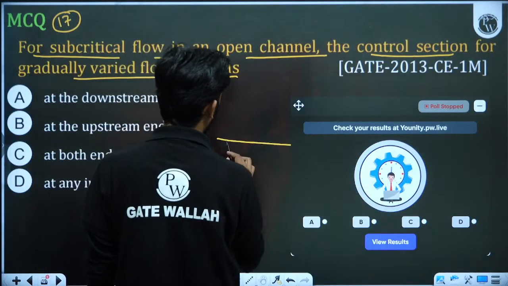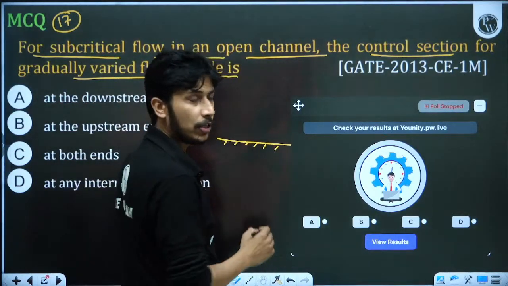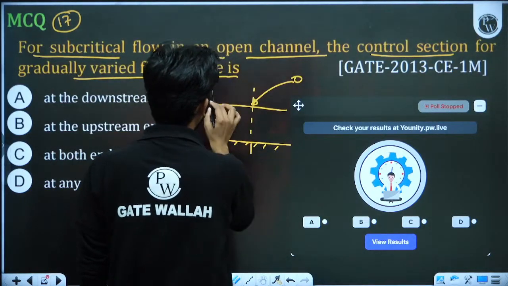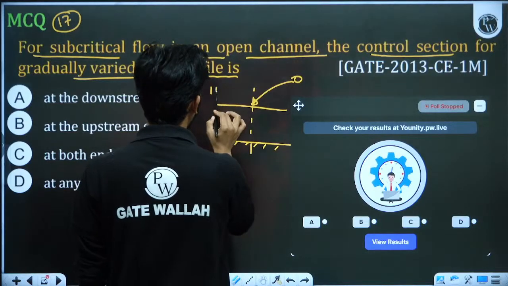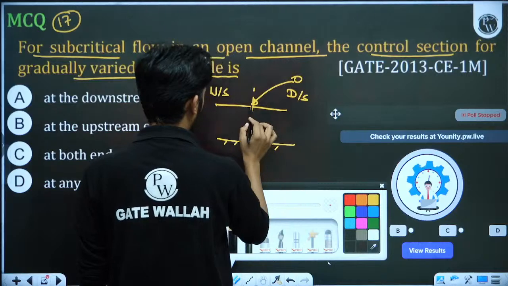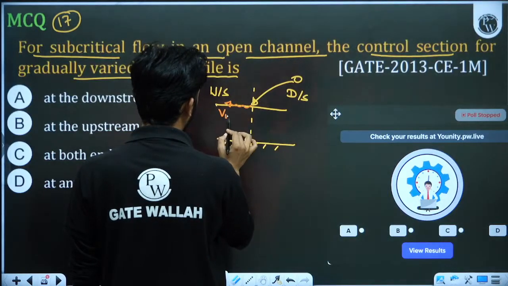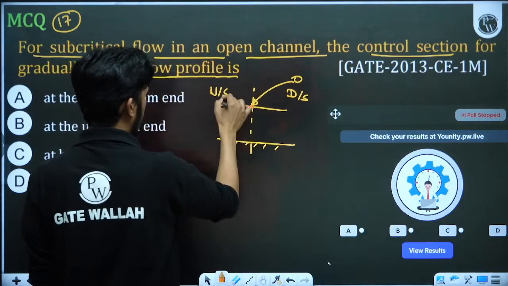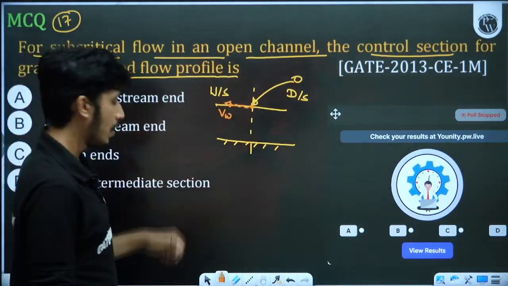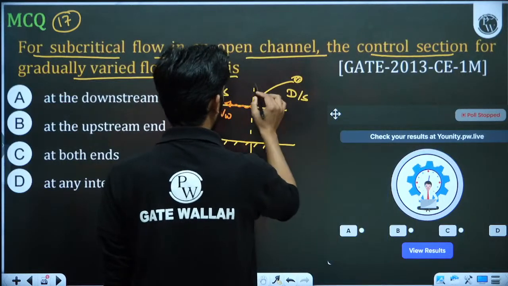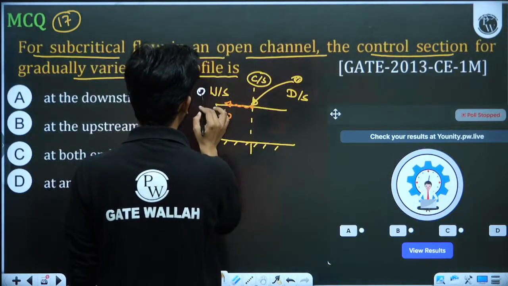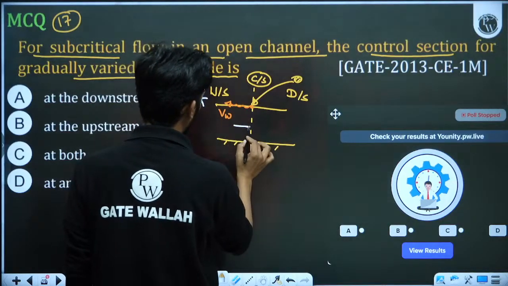So in a subcritical flow, when you are throwing the stone at this section, this is the upstream side, this is the downstream side. So the wave will travel this side. This is VW. If any observer is standing here, what will he feel? The wave is coming from its downstream side. So this is the control section. If some observer is standing here, he is saying the control section is at the downstream side of the flow, because this is the velocity of the wave.